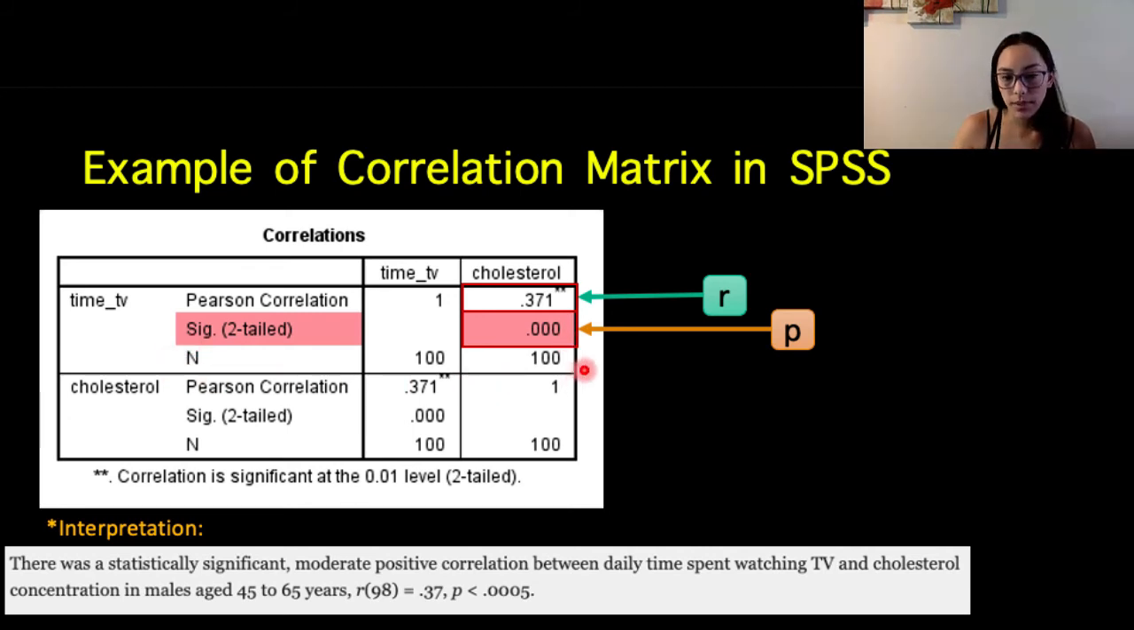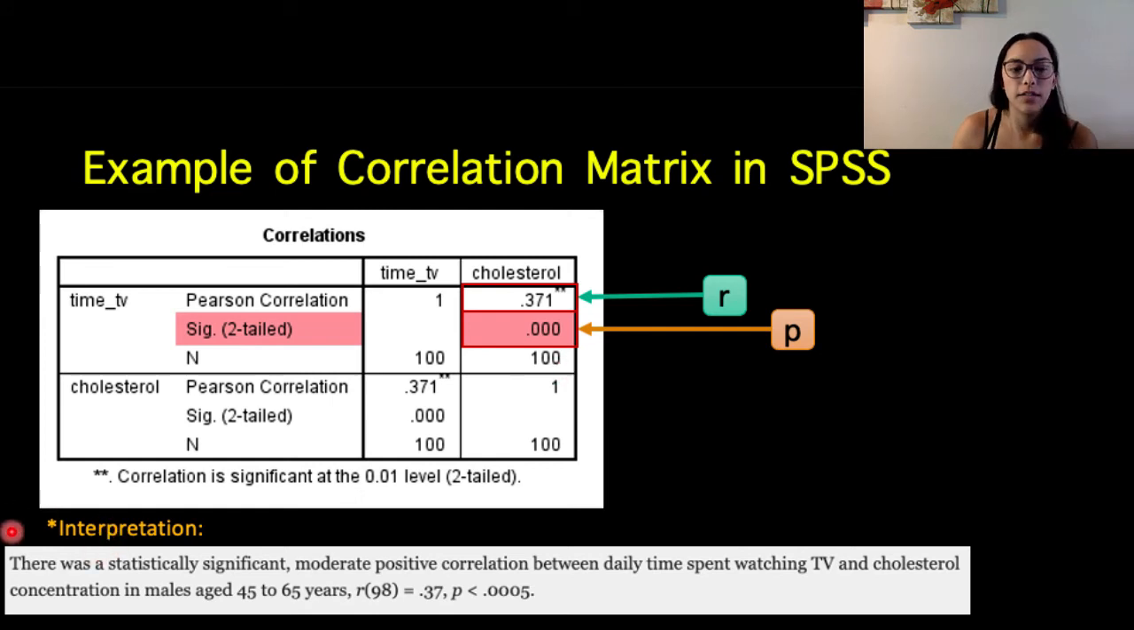N would be our sample size, so this means we had 100 paired observations between these two variables. We collected time spent watching TV for 100 people, and then we also measured cholesterol concentration for 100 people. That's what we mean by paired observations.